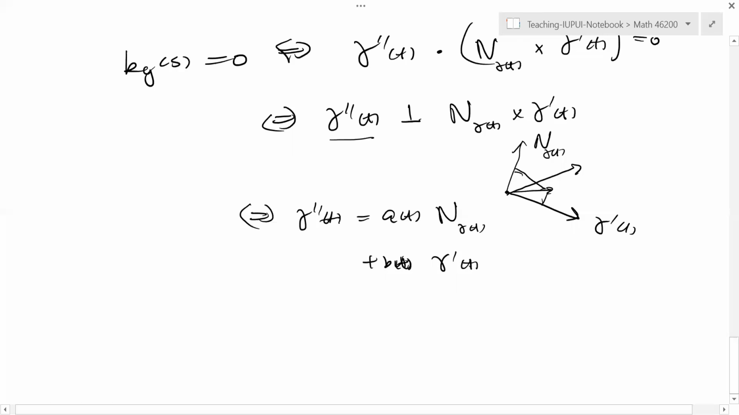Now, do you remember the covariant derivative along the curve? That was the covariant derivative. And let me use a notation here.